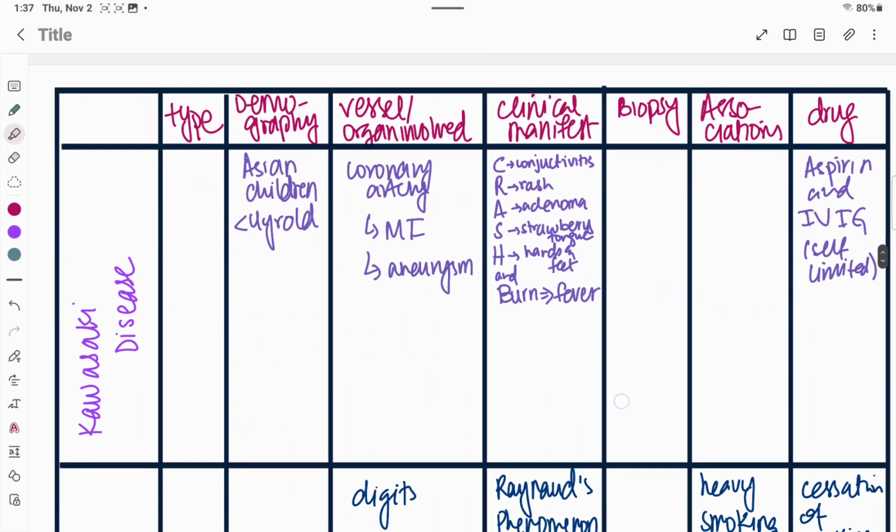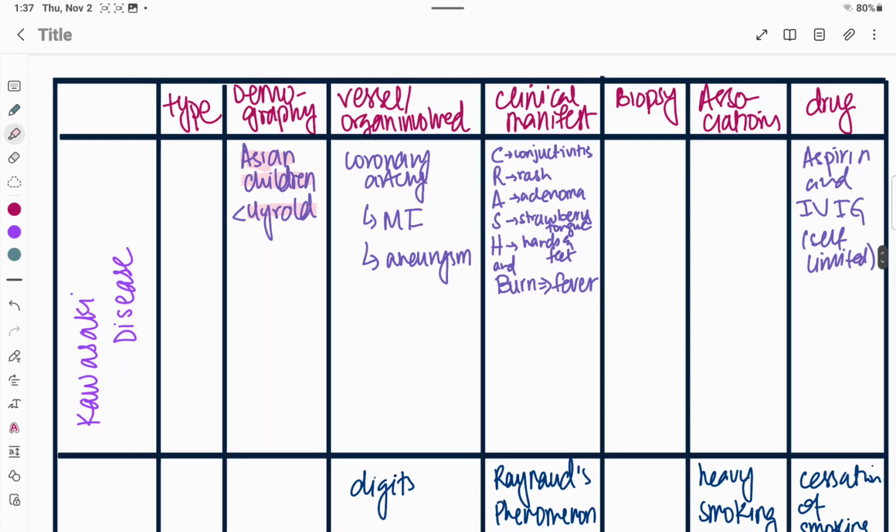Let's move on to Kawasaki disease. In Kawasaki disease, what is the demography? It is in Asian children less than 4 years old. Okay, less than 4, and what? Asian. Very dangerous disease. There is coronary artery involvement. So there is a risk of MI because it can thrombose, and also aneurysm that may rupture. It can rupture, and MI is because of thrombosis.